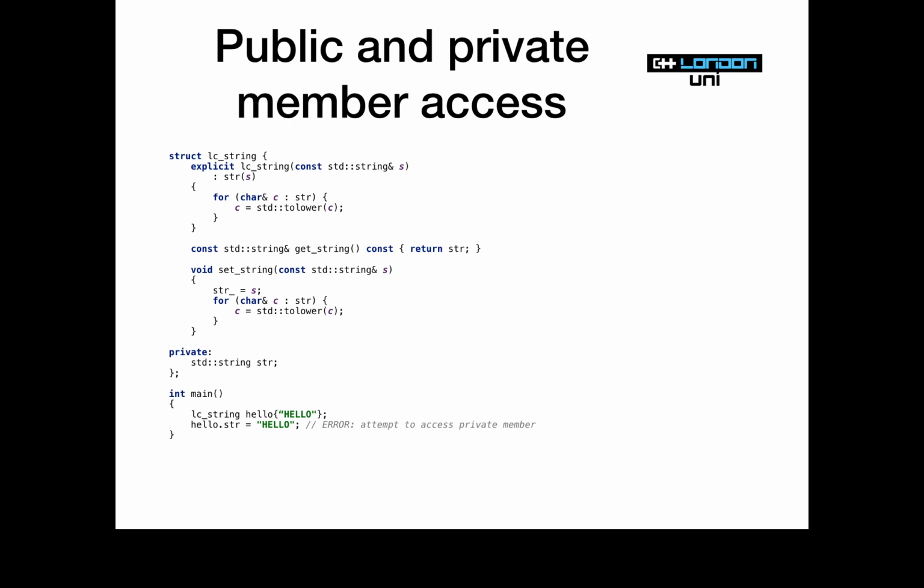So if you're used to Java or C#, the idea of private fields is pretty much exactly the same as it works in C++. The syntax is slightly different. In C++, you write the word private followed by a colon and then list all of your private members, whereas in Java you put it in front of every field. But the idea is exactly the same.